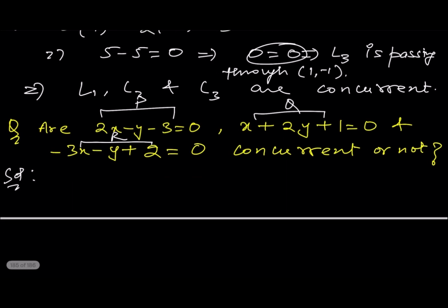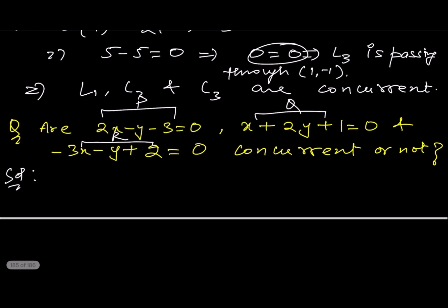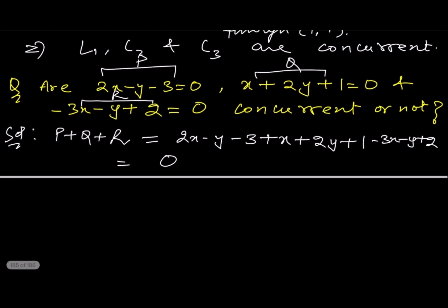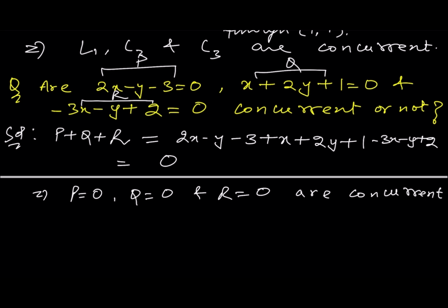So if I add these three, P plus Q plus R implies what? 2x minus y minus 3 plus x plus 2y plus 1 plus minus 3x minus y plus 2, which is 0. So P plus Q plus R is equal to 0 implies P is equal to 0, Q is equal to 0, and R is equal to 0 are concurrent lines.